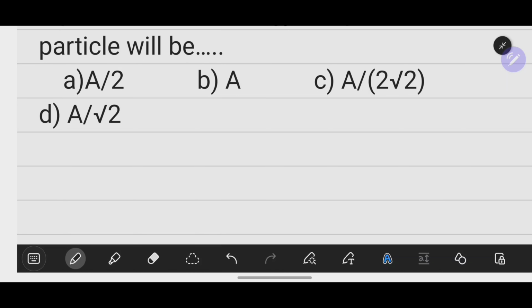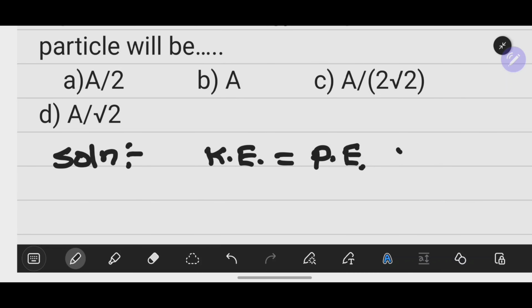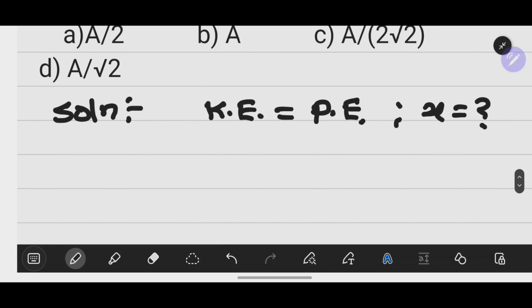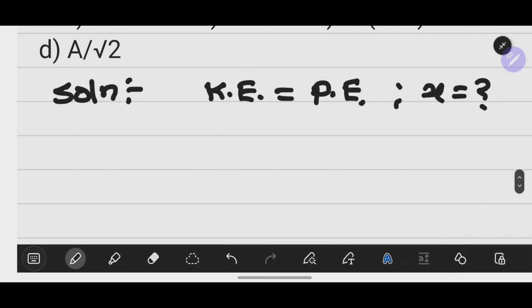Before knowing, the initial thing is this: what exactly is the displacement if kinetic energy is equal to potential energy? The first condition is that kinetic energy must be equal to potential energy. Then what is the displacement at that point where they are equal? This is the most important one. As we saw in the graphical representation, kinetic energy and potential energy intersect at a common point, and what exactly is the displacement, that is very important.